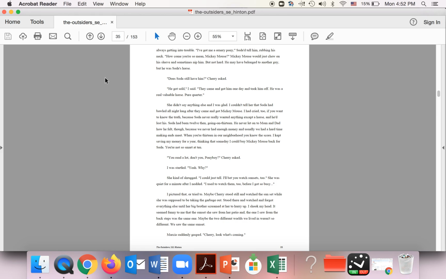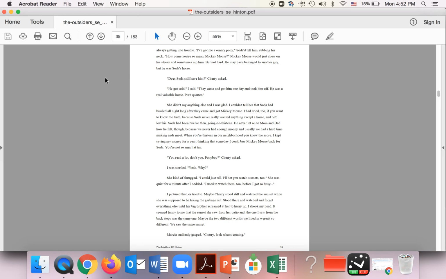"I've got me an ornery pony," Soda told him, rubbing his neck. "How come you're so mean, Mickey Mouse?" Mickey Mouse would just chew on his sleeve and sometimes nip him, but not hard. He may have belonged to another guy, but he was Soda's horse. "Does Soda still have him?" Cherry asked. "He got sold," I said.